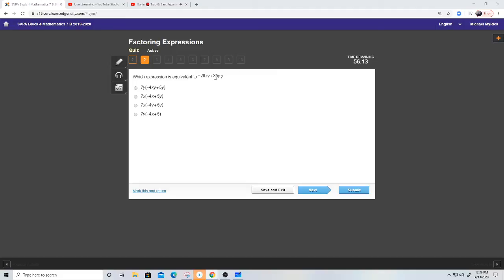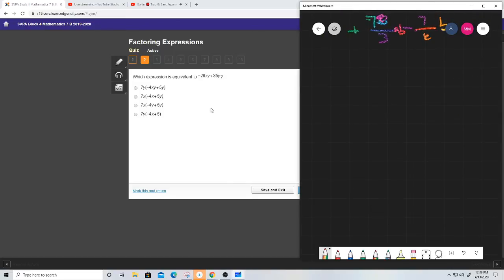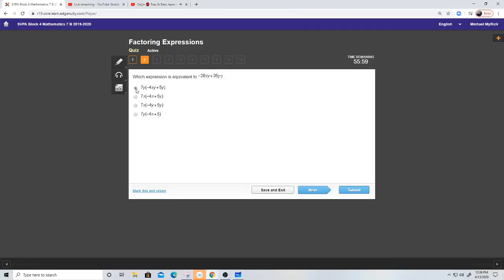They're both divisible by 7, right? So we'll divide -28 by 7. You're going to get -4. They both have y, so the y is coming out. So it's got to be this one or this one. And then what would be a +35 divided by a +7? It's got to be 5. But this one has a y, and we are factoring the y out, so it's got to be our friend here.